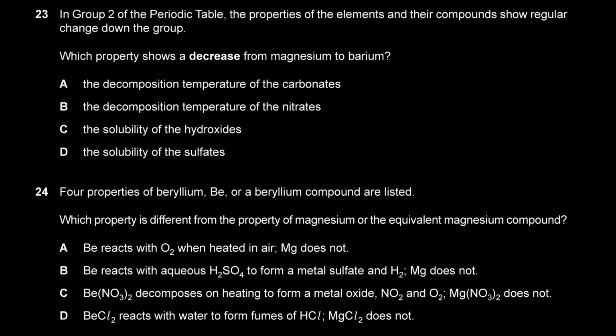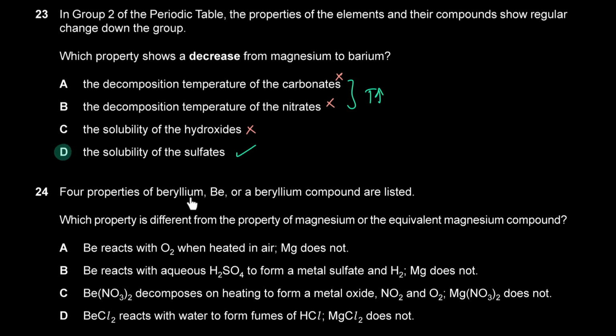In group 2 of the periodic table, the properties of the elements and their compounds show a regular change down the group. Which property shows a decrease from magnesium to barium? The decomposition temperature of the carbonates and the decomposition temperature of the nitrates increases down the group, okay, because the thermal stability increases. So A and B are incorrect. The solubility of the hydroxides also increases down the group, whereas the solubility of the sulfates decreases down the group. So the answer is D.